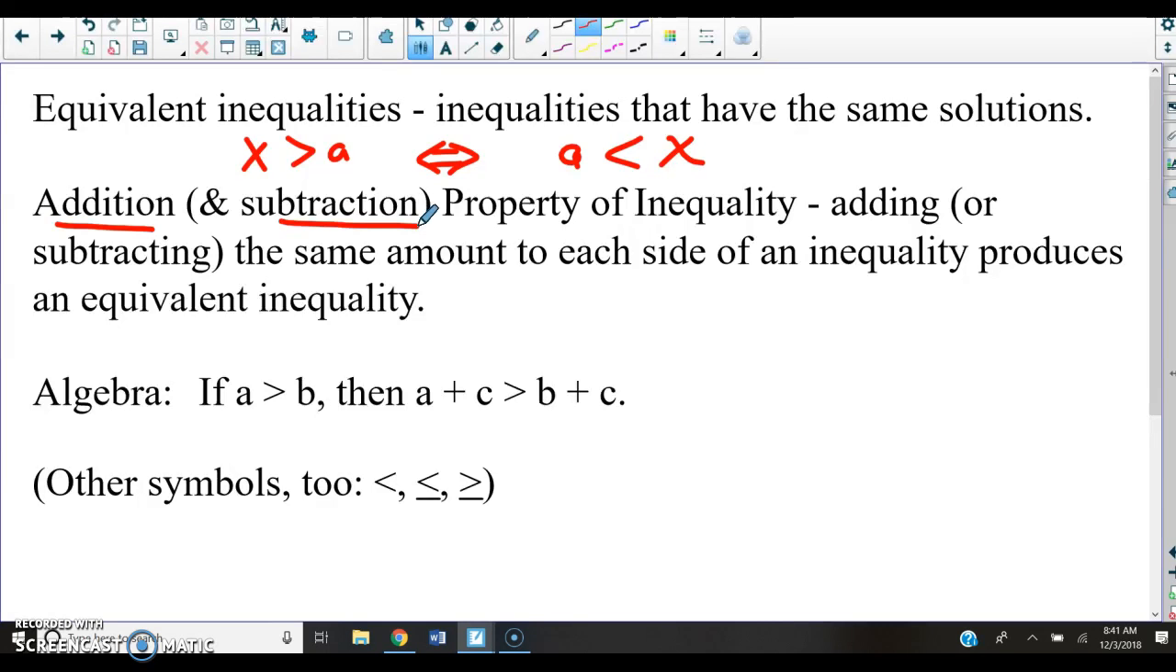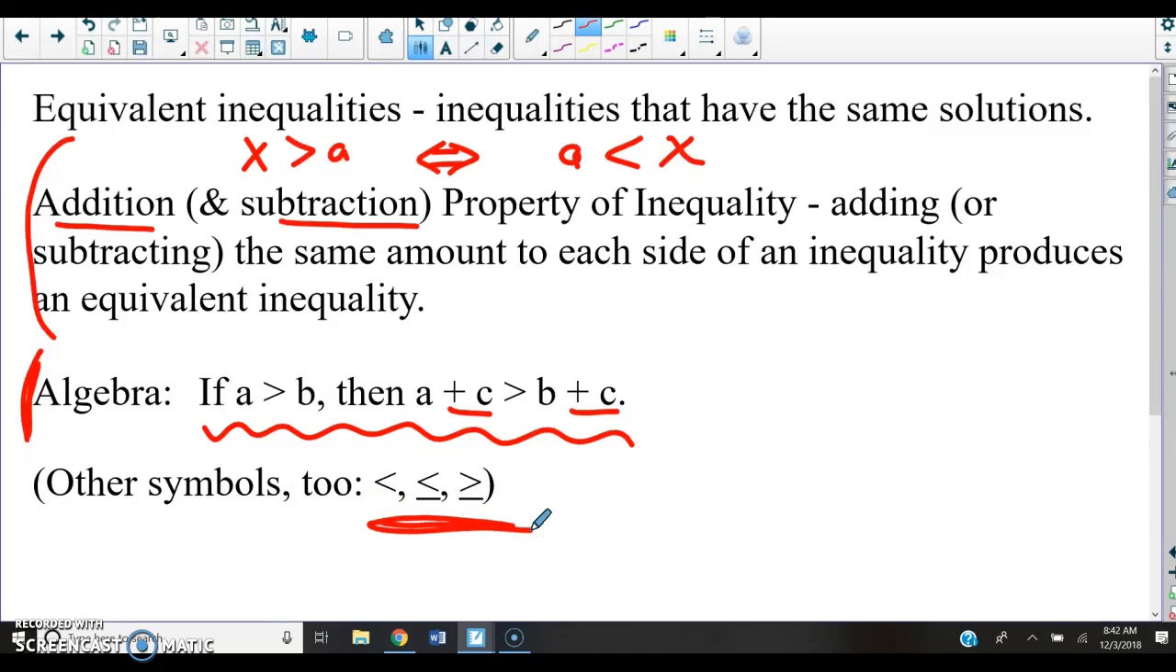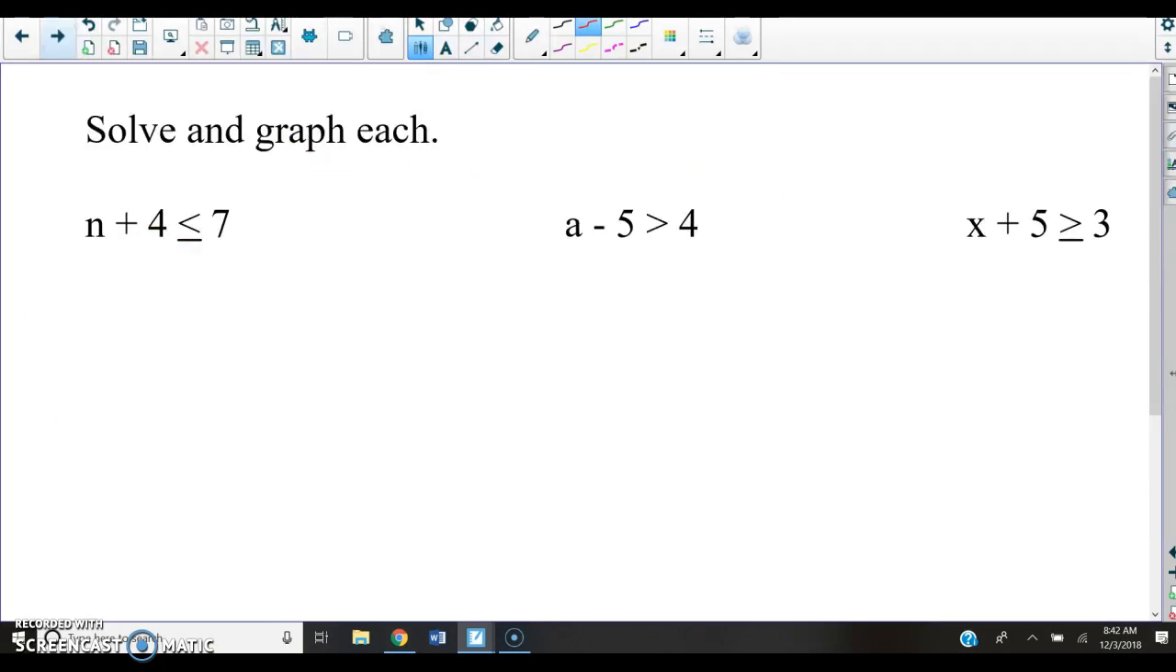In algebra way, if a is greater than b, if we add the same thing to both sides, a plus c is greater than b plus c. So here we have the word form, here we have the algebra form. It does not matter which inequality symbol you use. It doesn't matter if it's greater than or less than, if it includes the or equal. Okay, and you've done this.